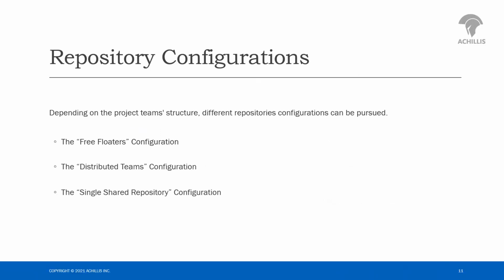What's important for us in this webinar are the different repository configurations. We typically look at 3 configurations to illustrate what the overarching concurrent modeling team's strategy organizes around. What we will show here is not exhaustive, but fairly representative of typical configurations. We will look at the free floaters configuration, second, the distributed teams configuration, and finally, the single shared repository configuration. Any one of those configurations can be mixed and matched.